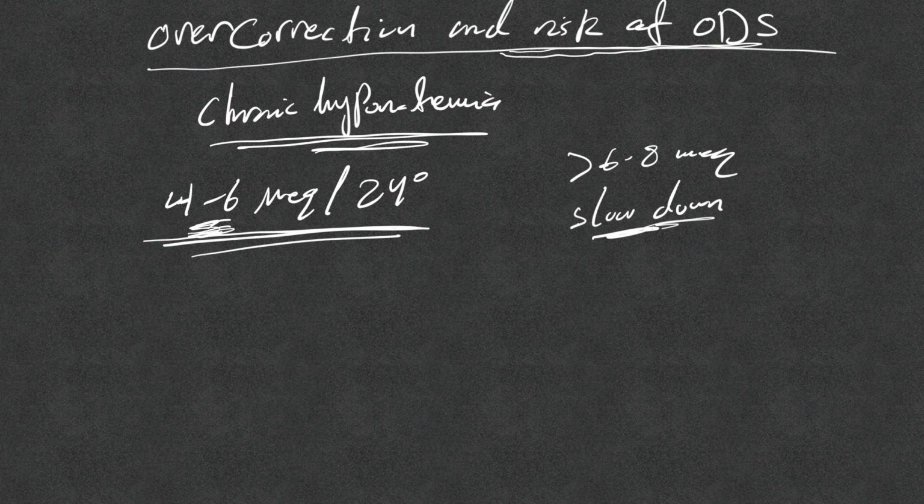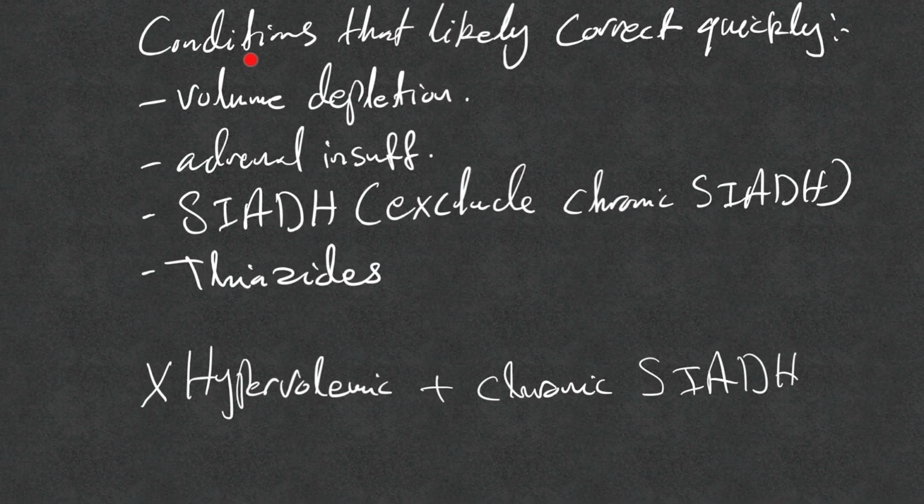But do I worry about overcorrection and risk of osmotic demyelination syndrome in all cases of chronic hyponatremia? No. There are particular cases where they have high risk of overcorrection and high risk of osmotic demyelination syndrome. And these are the people that we need to recognize and try to institute therapy to slow down the correction of hyponatremia. All right, conditions that likely correct quickly: volume depletion, and this is the most commonly encountered.